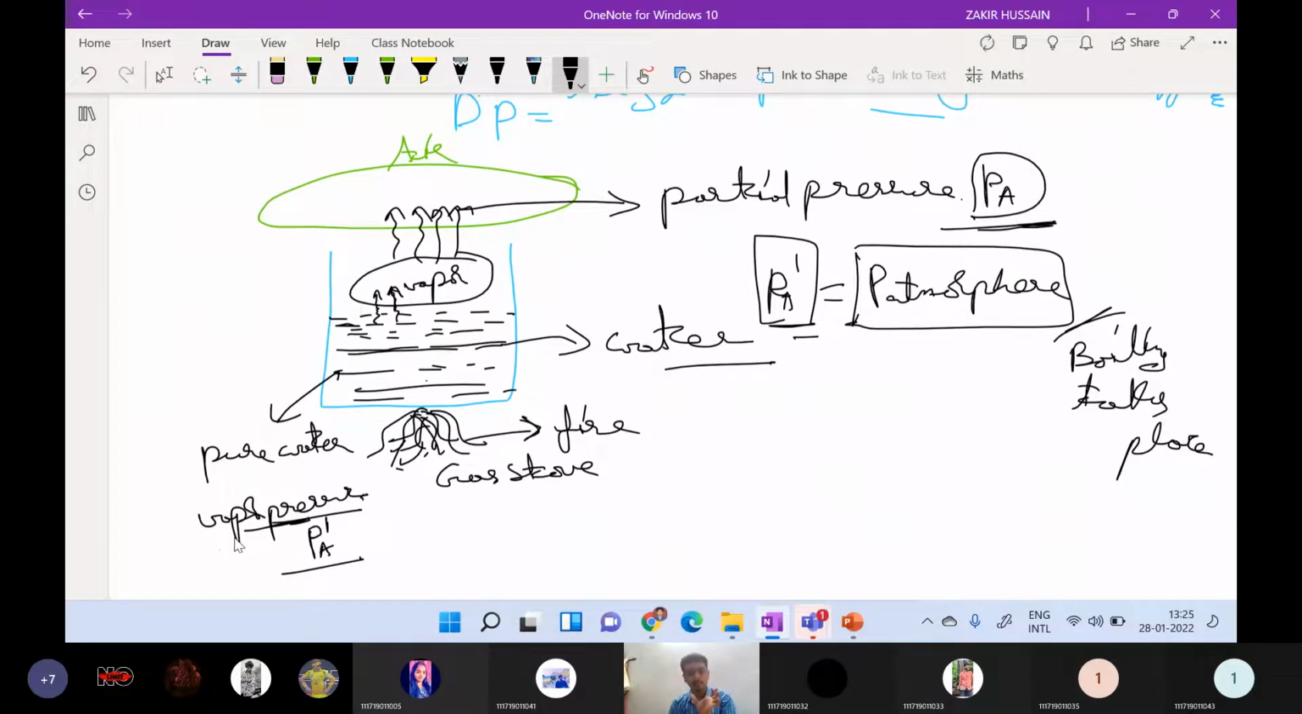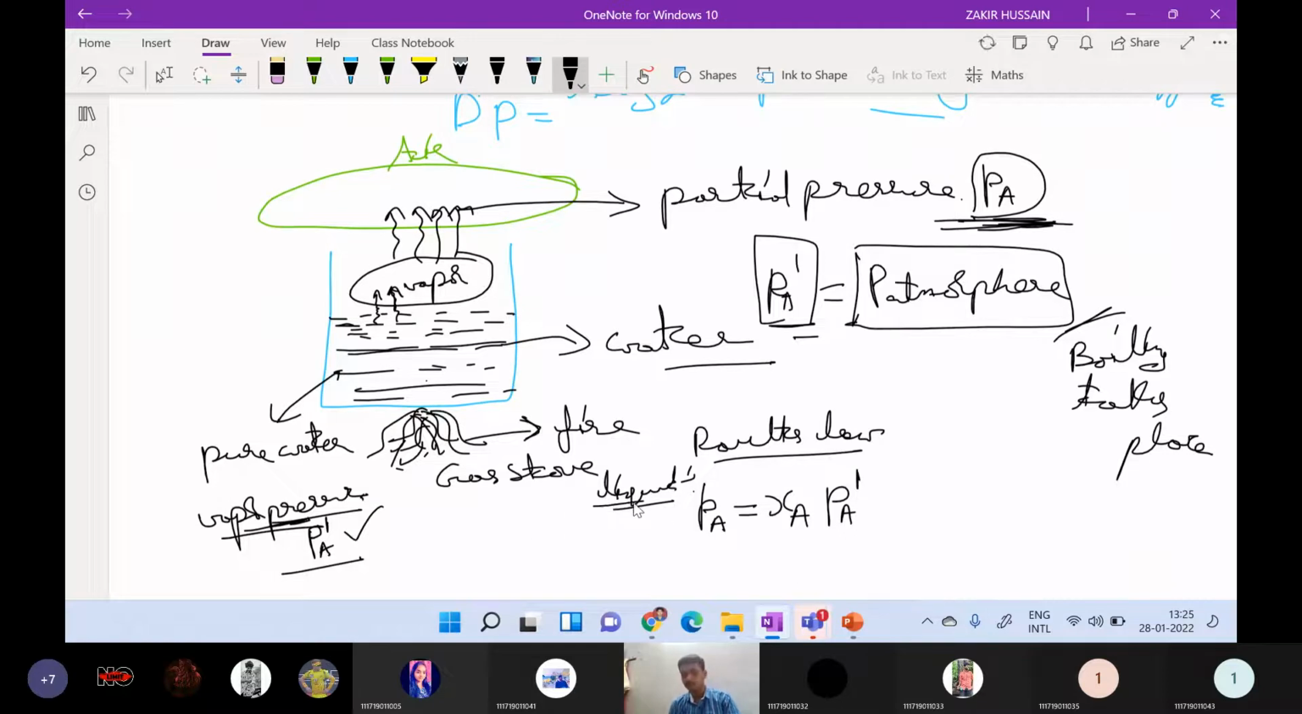What is the relationship between vapor pressure and partial pressure? They are related by Raoult's law. Raoult's law says that for the liquid phase, the partial pressure of a component in the gas phase is equal to the mole fraction of that component in the liquid phase multiplied by the vapor pressure of that component. That is valid for the liquid phase.